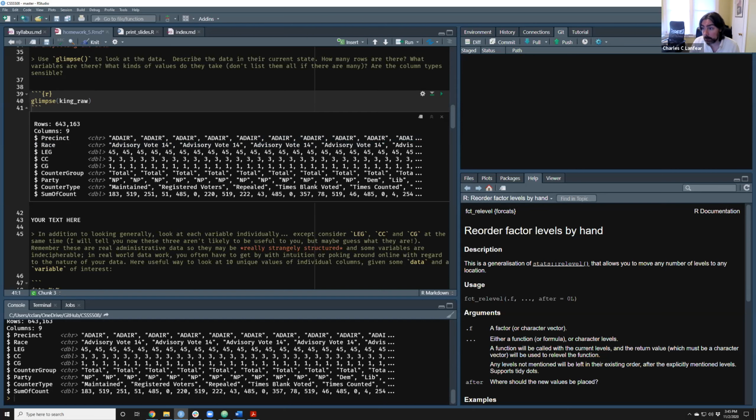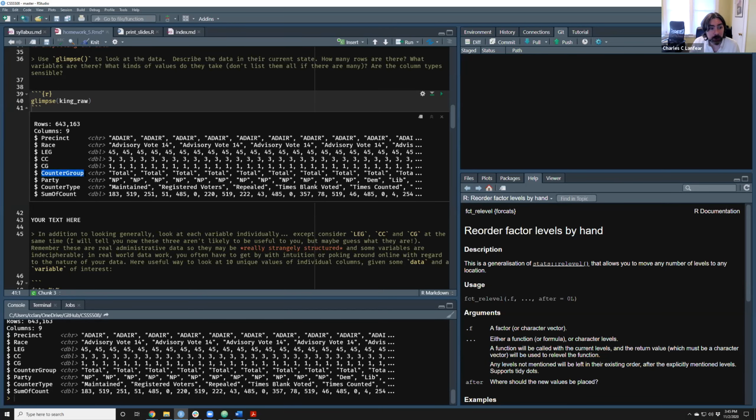We don't have a data set where we just have a precinct and then another column being the number of votes cast for something. We have some sort of weird long data set. We then have a few columns where we're like, what are these things? LEG, CC, CG. It's not clear what these might be. We're going to look at them in a minute.